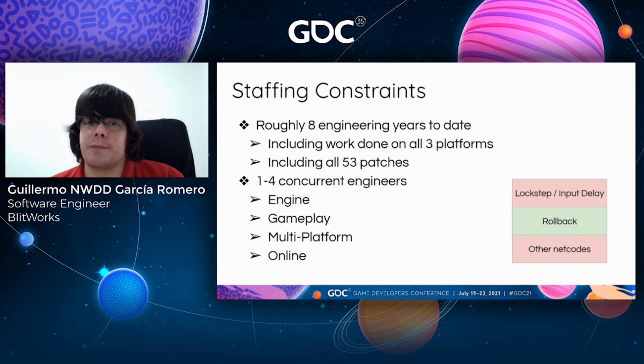Next were staffing constraints, because the whole game, including work done on all 3 supported platforms and the 53 patches to date, was around 8 man-years of engineering work, and at its peak we had around 4 concurrent engineers. So that meant that not a lot of resources could be dedicated to a side feature such as online multiplayer. Using other solutions would have significantly increased engineering man-years or maybe even delayed the game. Also, keeping up with the constant changes, which were on average around 60 changes per patch with a weekly patch, would have been a bit insane.